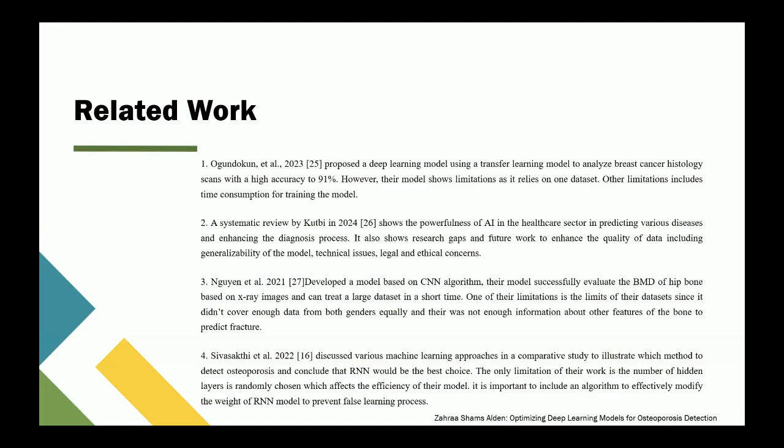We have another research done in 2022, I think a comparative study, discussing various machine learning approaches to detect osteoporosis. Their limitation was that the number of hidden layers was randomly chosen, which affects the efficiency of their models, and the algorithm did not effectively modify the weights of the RNN model to prevent a false learning process. They didn't use, as we discussed earlier, CNN.